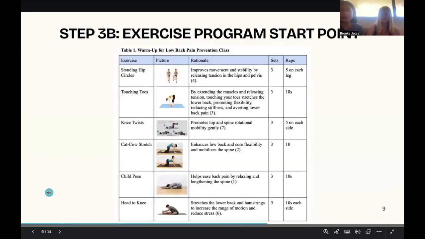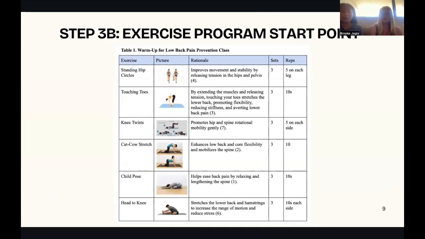For step 3B, which is our warm-up, our warm-up is designed to generally activate the core and hips and increase dynamic flexibility. Each exercise targets muscles critical for lumbar stability. So for the first one, we picked the standing hip circles, which activate the glutes and hip rotators. We did 3 sets of 5 on each leg.